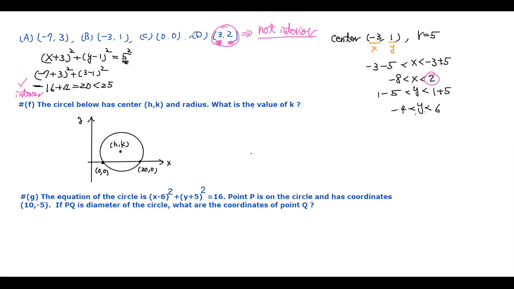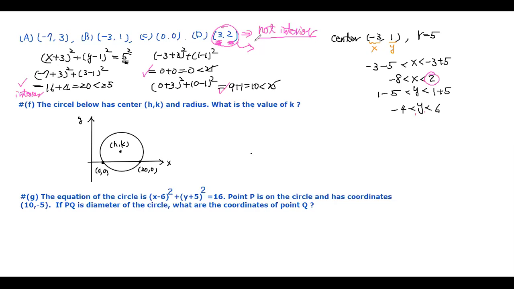Let's take a look at negative 3: negative 3 plus 3 squared plus 1 minus 1 squared is 0 plus 0, which is 0, so it's less than 25. Obviously this point is inside the interior. The next point is 0, 0: 0 plus 3 squared plus 0 minus 1 squared is 9 plus 1, which is 10, obviously less than 25. So for these ones, we did the quick check.